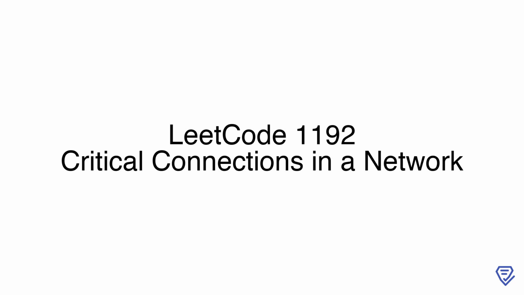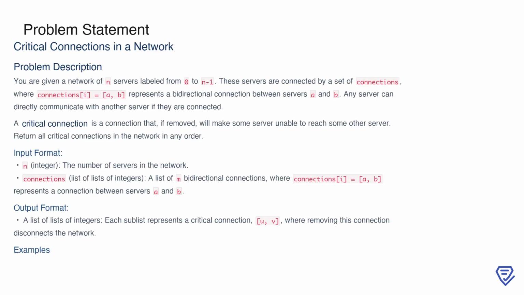Let's get started. In this problem, you are tasked with analyzing a network of servers. The network consists of n servers, labeled from 0 to n-1, connected by a set of bidirectional links called connections. Each connection is represented as a pair, [A, B], indicating that server A can directly communicate with server B.